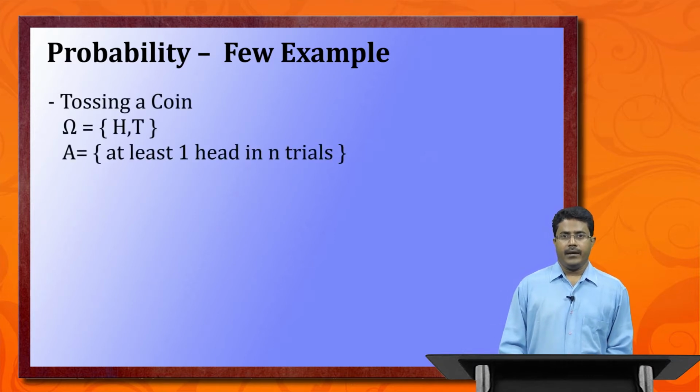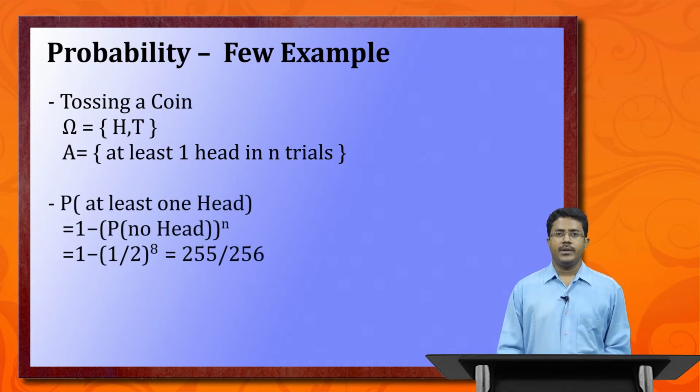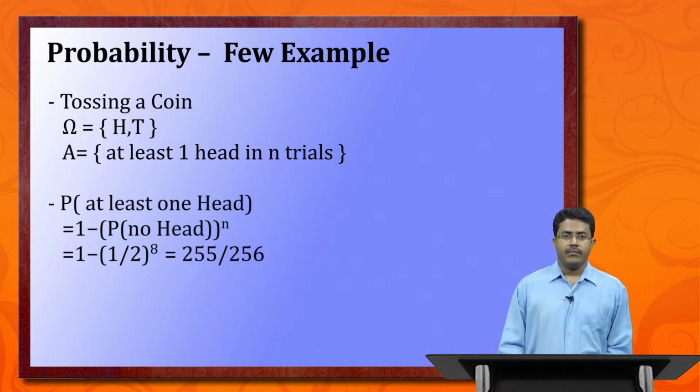We will take another example of the probability we have learned already: tossing a coin. The sample space is very simple, head and tail, and we want at least one head in n trials. We are trying to get at least one head in n trials, and n may be 2, 3, 5 or any number; n is an integer here. In that case, we can calculate the probability of at least one head as the total probability 1 minus P(no head).